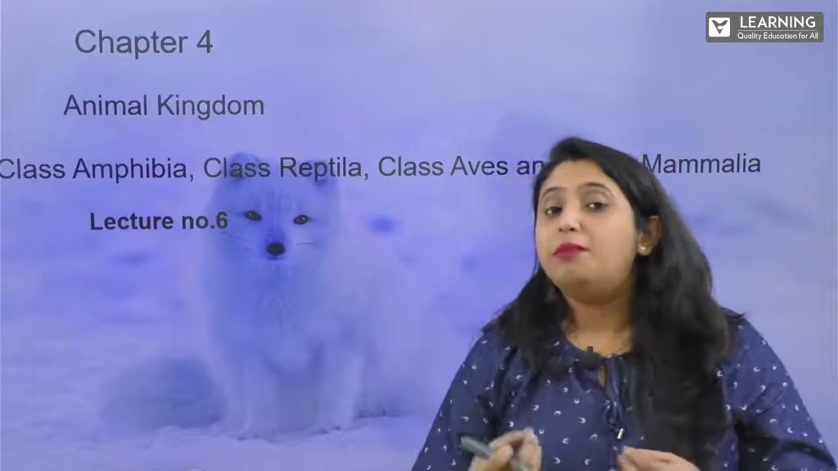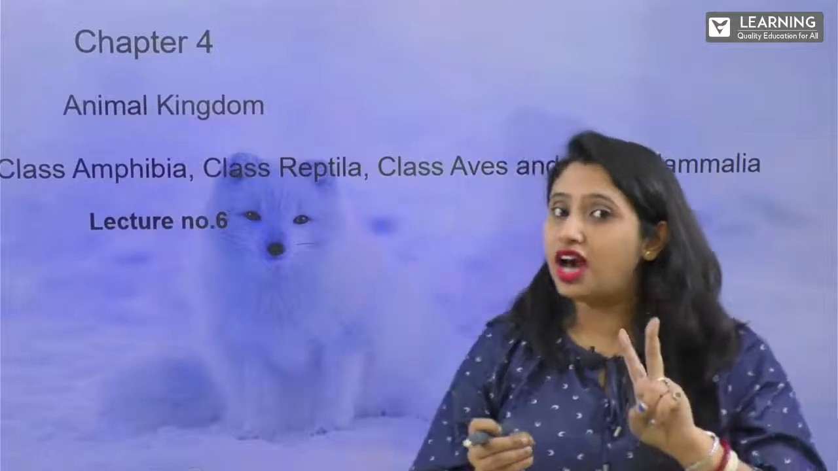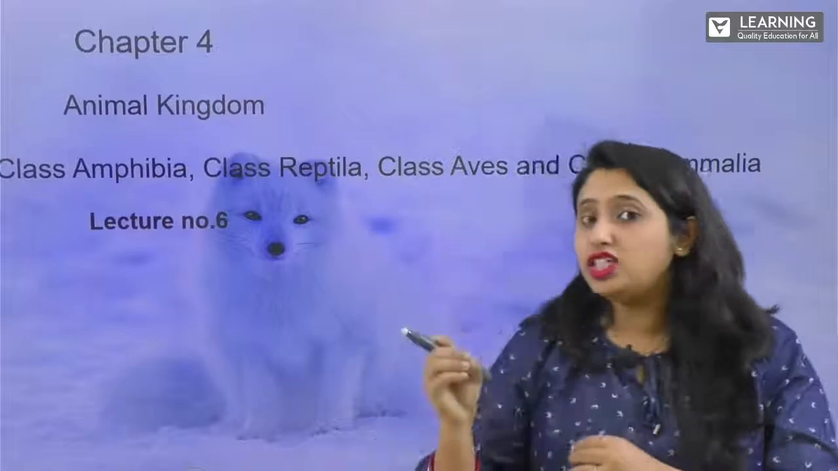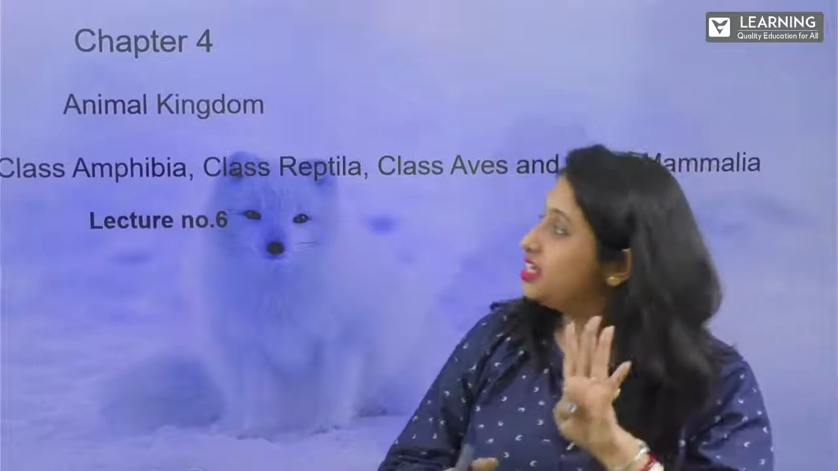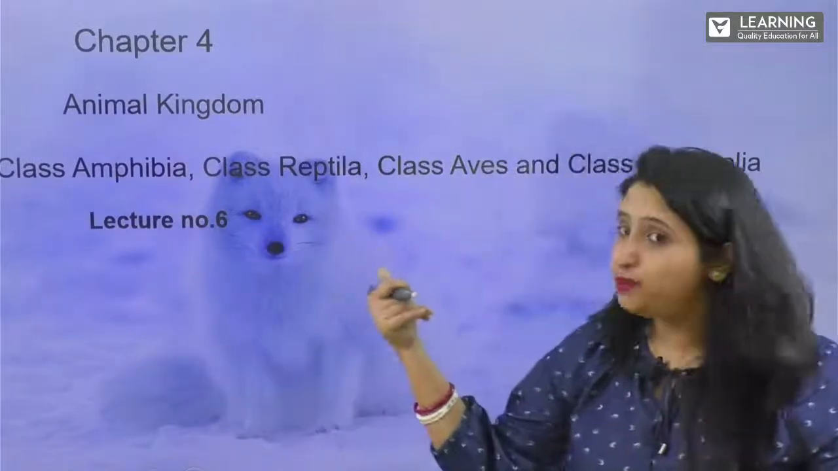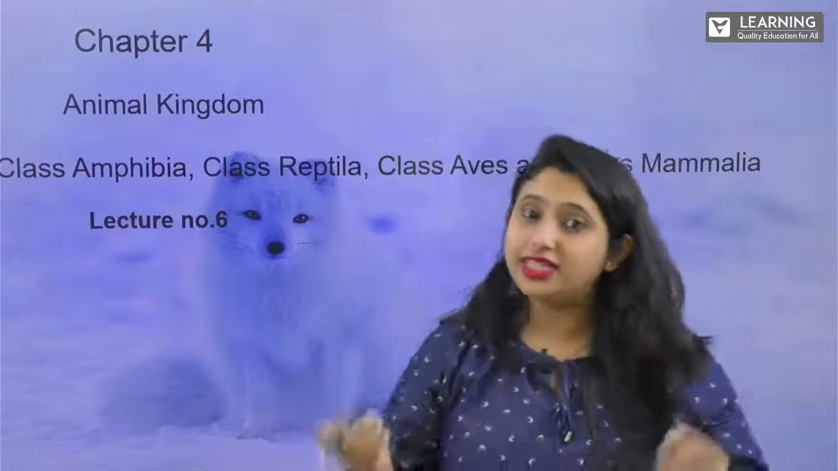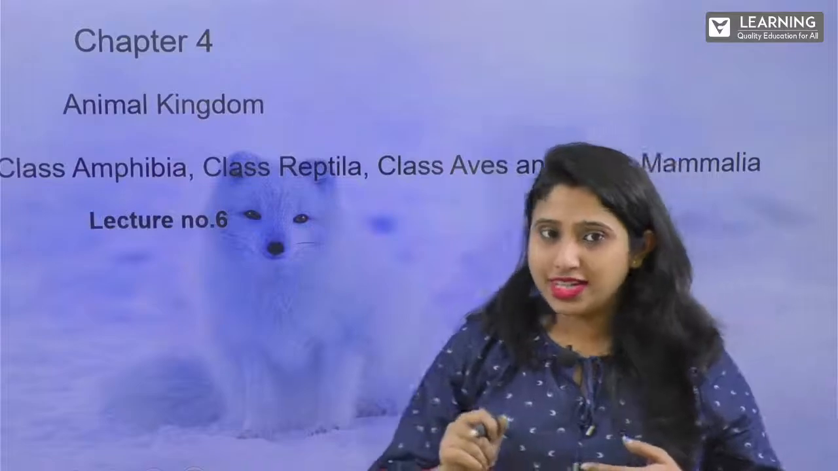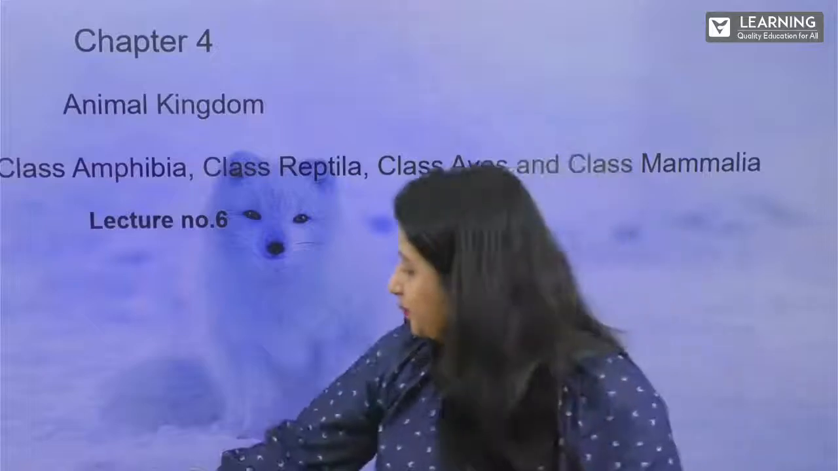So in Pisces, you have seen that it is again divided into two classes, that is class Chondrichthyes and Osteichthyes, isn't it? And the next one, that is Tetrapoda, it is divided into four classes, right? That is your class Amphibia, class Reptilia, class Aves, and class Mammalia, right? So in today's class, we are going to learn about the subclass Tetrapoda, which is your various four classes, clear? And this is your lecture number 6. So let's begin today's session.